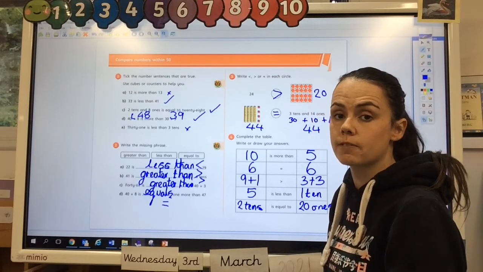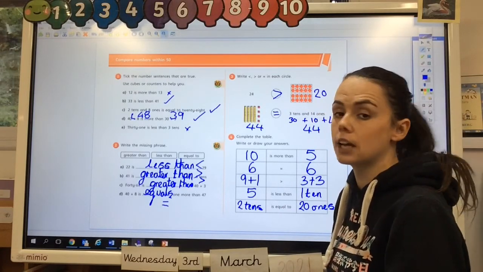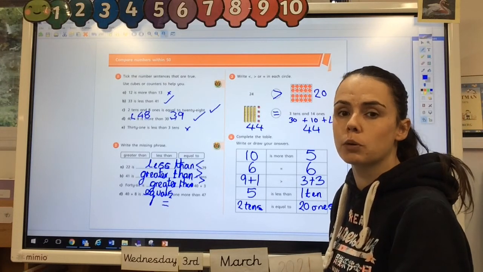Right, that's your worksheet done for today. So that's all of your maths learning done for today. It was a bit tricky, but I think we made it all right.